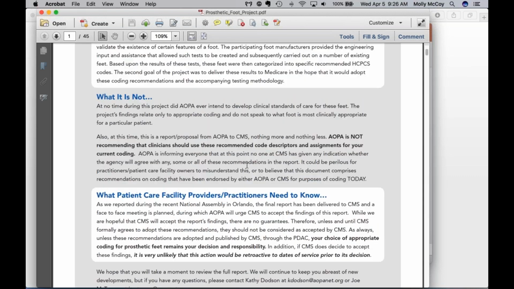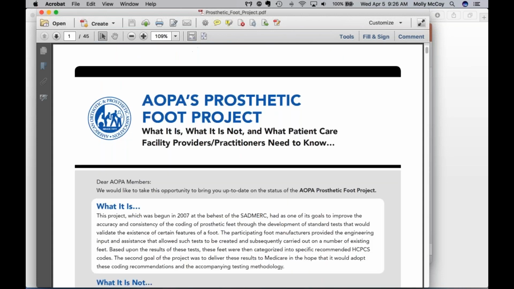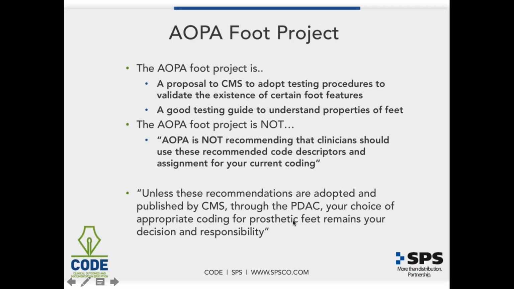So here it is. You can read it. It's in your handouts, okay? And I'm going to pull some information out of it here on the slides, but it's in your handouts. Highly recommend you look it over. It can be really helpful. But talking about it here, it's a good testing guide, right? It wasn't a proposal to CMS to adopt a foot testing procedure so that certain features of different feet could be validated. So they could say, yes, this foot actually does have multi-axial motion. We can show that because we actually tested it and showed that it's moving in a multi-axial fashion in a certain parameter, right? Great. And that's a good testing guideline, and it's good information to have.